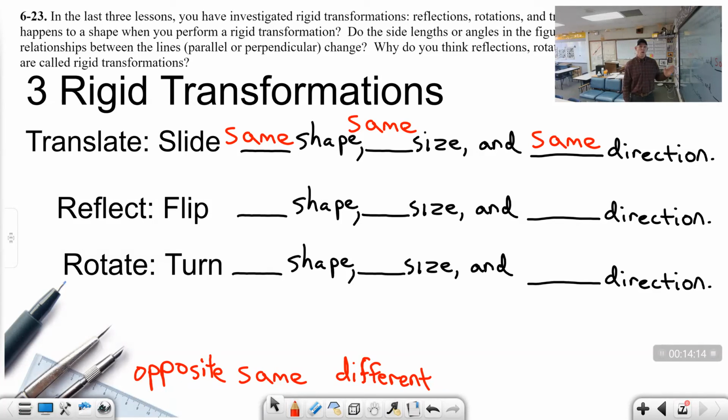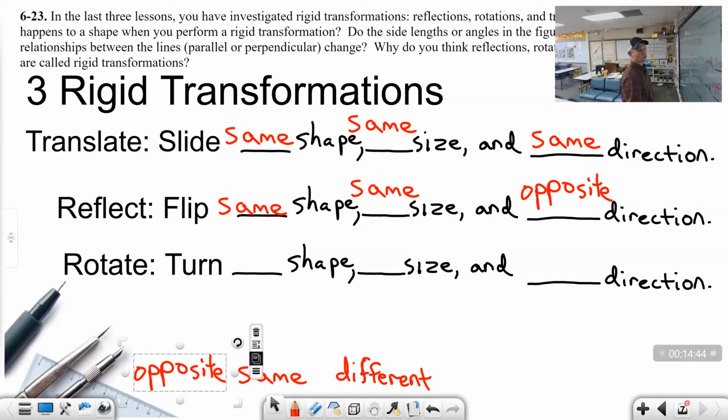Reflection. When I do a reflection in the mirror, when you stand in front of a mirror, does your shape look the same? Yes. Does your size look the same? Yes. But the direction is not the same. The direction is opposite. So what we're going to do is we're going to say same shape, same size, and opposite direction. Because they're facing each other, top or bottom, right?